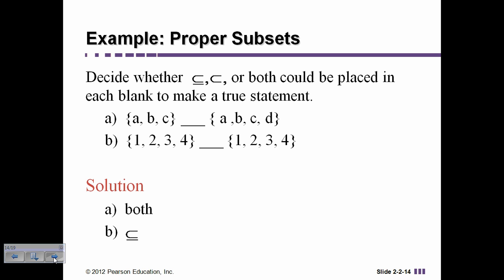So example A is both. It is a subset and a proper subset, because the sets are not equal, they do not have the exact same elements, so they are considered proper ones. And the second example, {1, 2, 3, 4} and {1, 2, 3, 4}, are only subsets. They are not proper subsets.